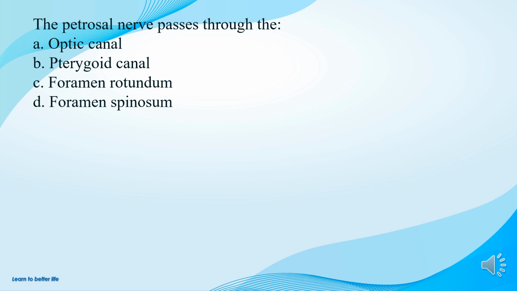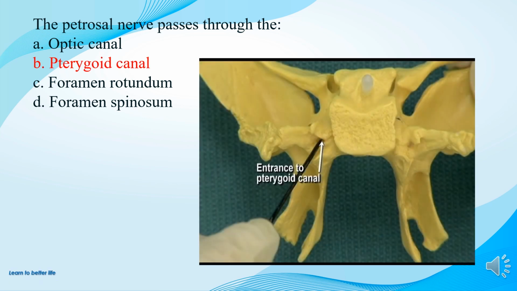The petrosal nerve passes through the A. Optic canal. B. Pterygoid canal. C. Foramen rotundum. D. Foramen spinosum. The answer is B. Pterygoid canal.